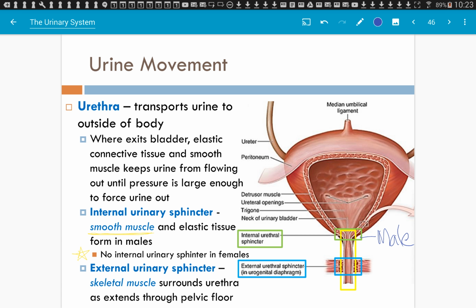Males and females both have the external sphincter, which is skeletal muscle. You have control over the skeletal muscle. So males and females have the external urinary sphincter, and this is made up of the muscles of the pelvic floor. Okay? And depending on if you're male or female, the length of the urethra will be different, which we'll touch on a little bit more on Friday if we don't get to do it today, on some of the main aspects of the reproductive system.